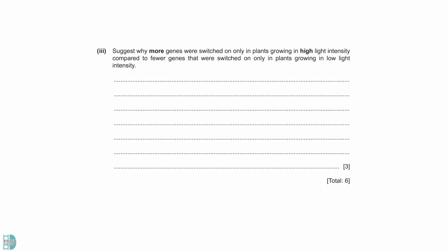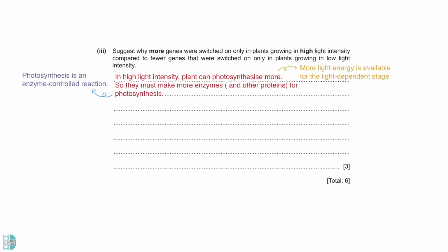3. Suggest why more genes will switch on only in plants growing in high light intensity. In high light intensity, plants can photosynthesize more as more light energy is available for the light-dependent stage. Photosynthesis is an enzyme-controlled reaction, so the plant needs to produce more enzymes and other proteins involved in the process. For example, more rubisco must be produced for carbon fixation. This occurs in the Calvin cycle.